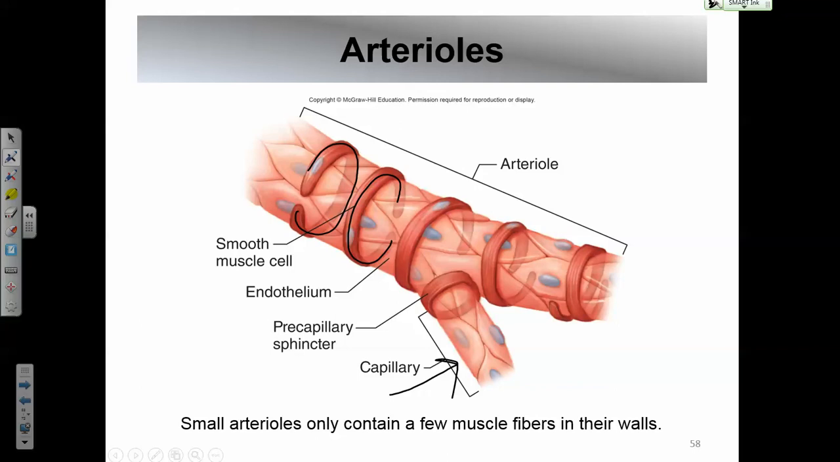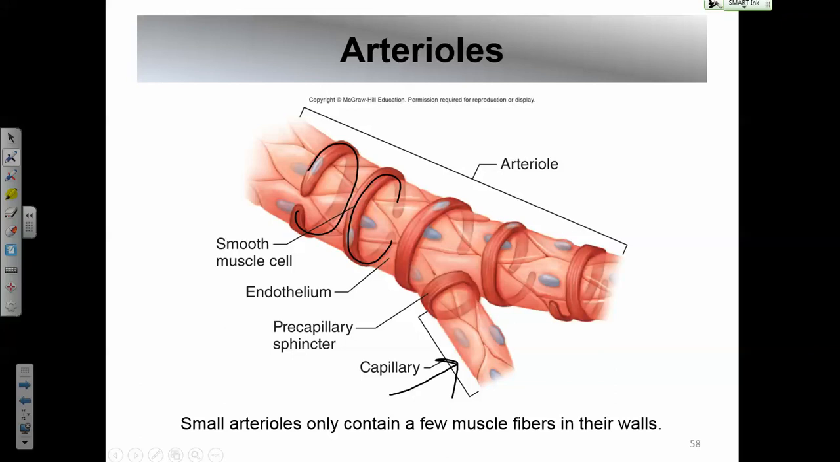And see how the capillary wall is nothing but simple squamous? And because it's simple squamous, things can move in and out of it very easily. So that's where the exchange takes place. The speed of the blood flow has slowed down a lot by the time it gets to a capillary.